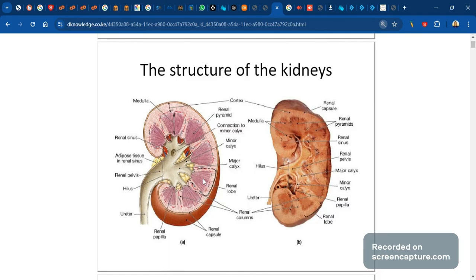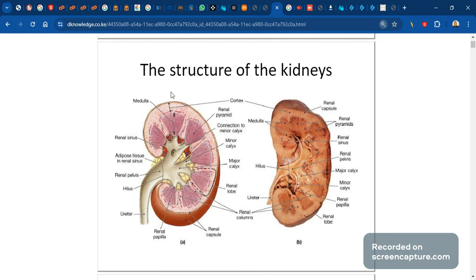So we have the right and left kidney. Actually, they're located in the retroperitoneal cavity next to the abdominal cavity. But again, the kidneys are not level. The right kidney is a bit lower than the left, to create space for the liver.